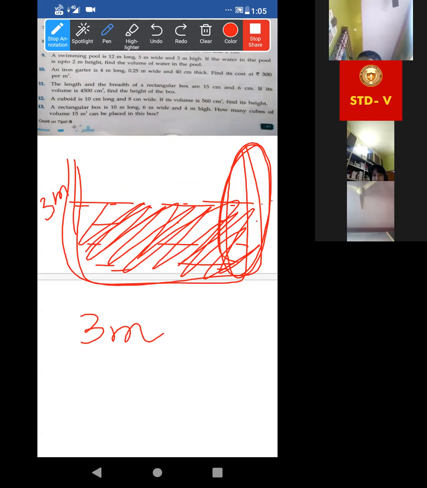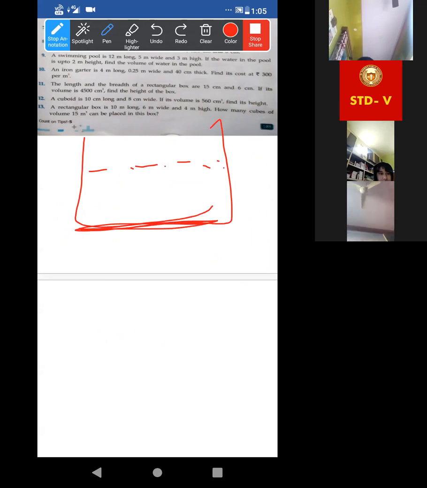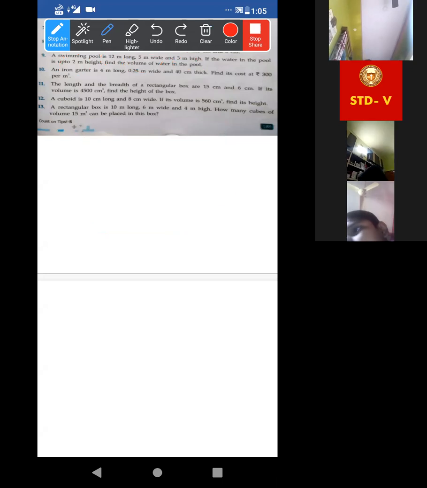When we are going to find out the volume of water, then we'll have to take length same. Length as 12 meter, breadth as 5 meter, but height, we will not take this 3 meter. In place of 3 meter, we will have to take the height as 2 meter. Understood? Basically, this question is very much important. Students get confused whether they will take 3 meter as height or 2 meter as height. Understood? Okay, now draw the figure, everybody.